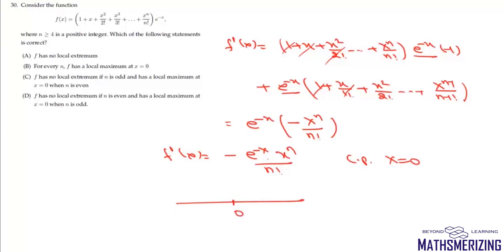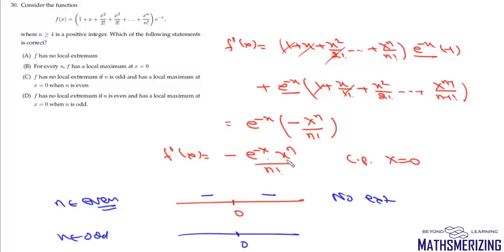Now if we take x as 0, if n is even, there will be no sign change. In that case, there will be no extremum. So when n is even, we'll have no extremum, and when n is odd, there will be a sign change at 0. The right side is minus and the left is plus, so it will have a local maxima at x equal to 0. So the answer to this question is that it will have no local extremum if n is even, and it will have a local maximum if n is odd, and that's your option number D.